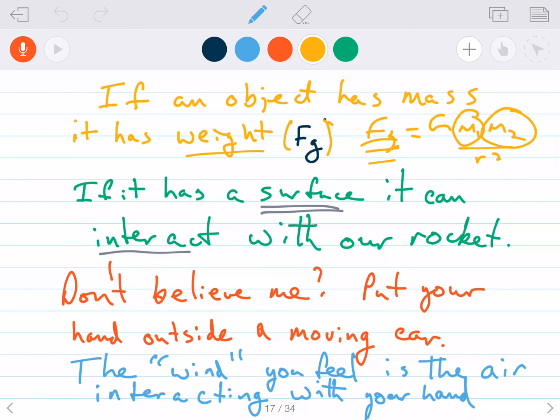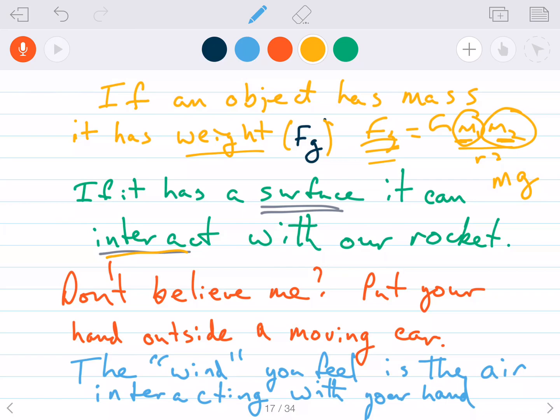So if an object has mass, it has weight, force of gravity. So force of gravity, remember, is G times M1, M2 over R squared. Well, there's the mass of the Earth, mass of the air. There's going to be gravity between the two. We also simplify this on the Earth as mass times the acceleration due to gravity, right? So we can actually figure out what that weight is. It also has a surface. It can interact, and because of that, it can interact with our rocket.